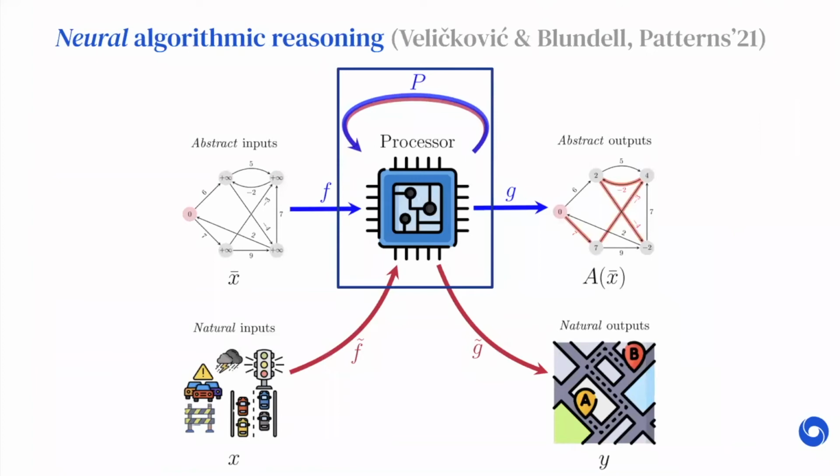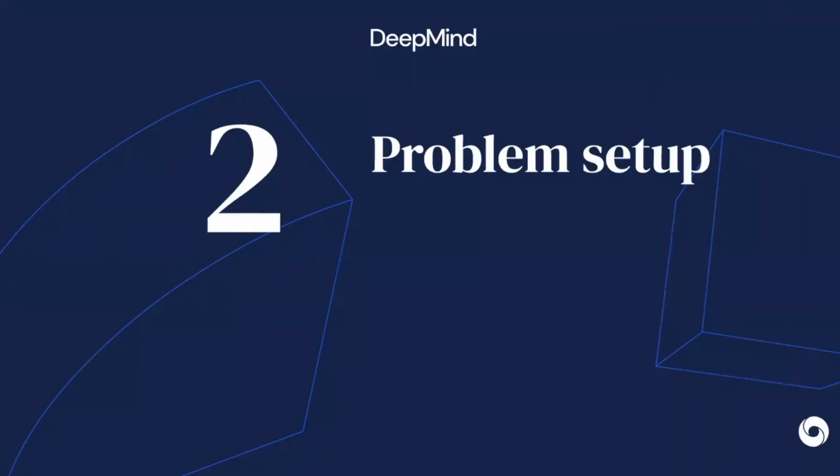Okay, so at the centerpiece of this pipeline, regardless of what you do with it, is this processor network P, which, you know, if we're able to build it properly, then we can unlock a whole amount of possible applications of classical algorithms. But, you know, there's the big question of how do we train models that learn how to execute algorithmic steps in a reliable way? So let's talk a little bit about our problem setup then.